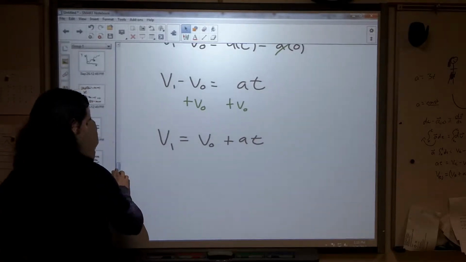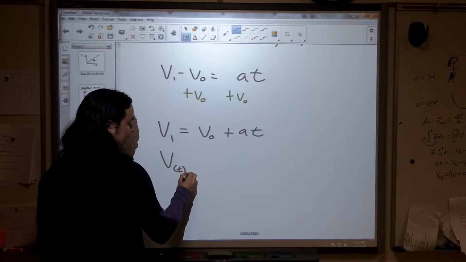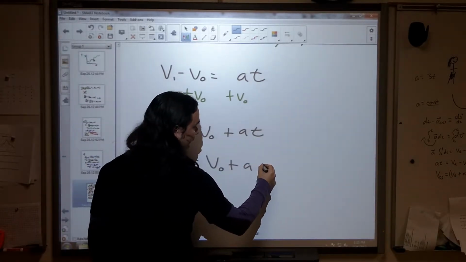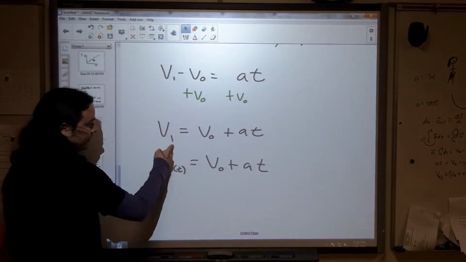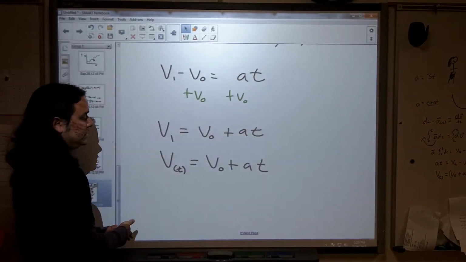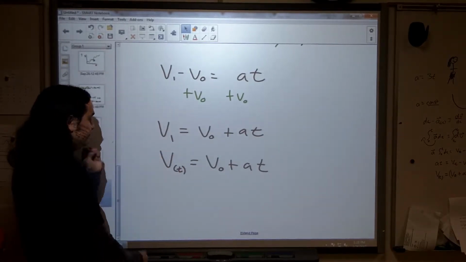Now, another way that I could write this is my v final could also be treated as v at some time t equals my initial velocity plus a times t. My v final could be wherever I put t in for, so t for 3 seconds. That would be my final velocity. That tells me my velocity here.